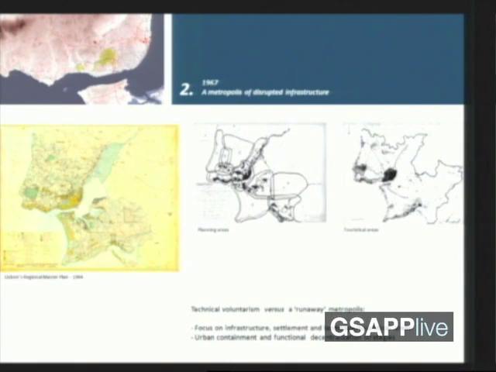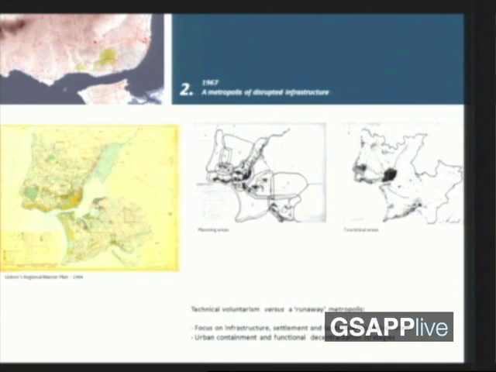This is also the time during which the first regional plan is drawn, 1964. So this is the first metropolitan plan for the entire region. It is focused mainly on infrastructure, the settlement patterns, and the emphasis on landscape and touristical areas. Its main strategies were of urban containment and functional deconcentration, namely of industrial areas to the south bank.